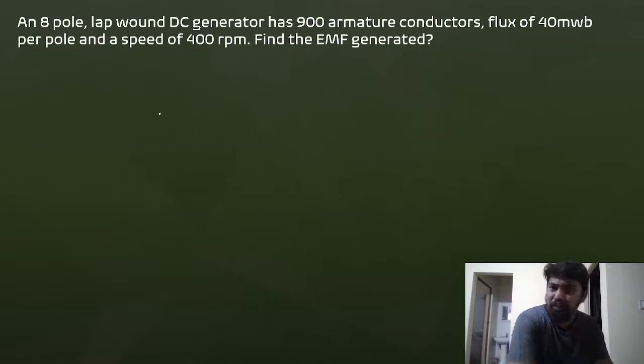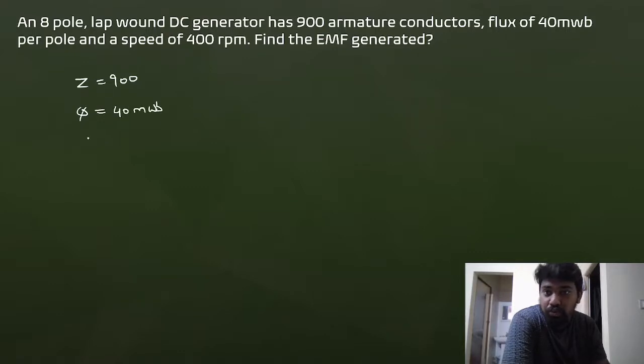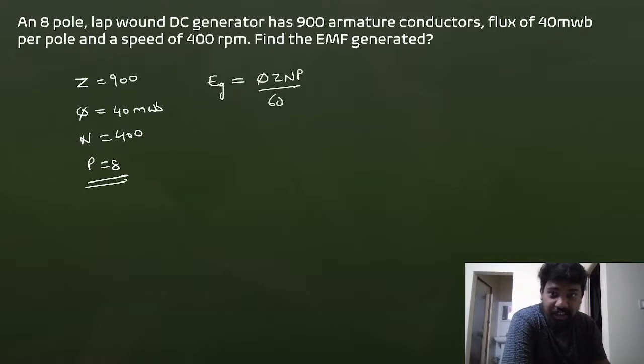Next, an 8-pole lap wound DC generator has 900 armature conductors. The flux per pole is 40 milliweber. Then he gave the speed, 400 rpm, and is asking for the EMF. Very easy question. EMF generated is phi Z N P by 60A. So substitute 40 into 10 power minus 3. Z is 900. N is 400. P is 8.